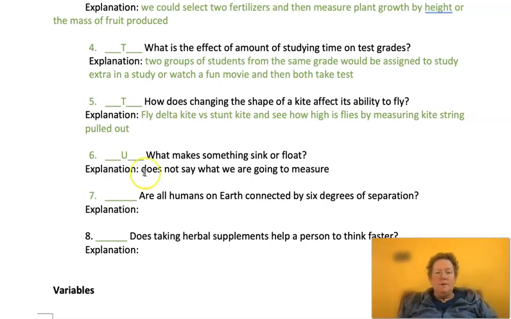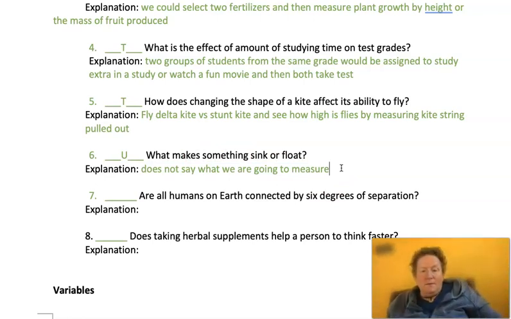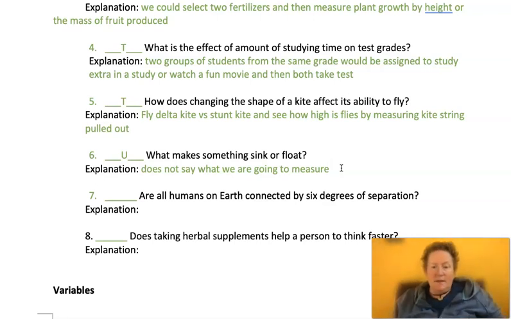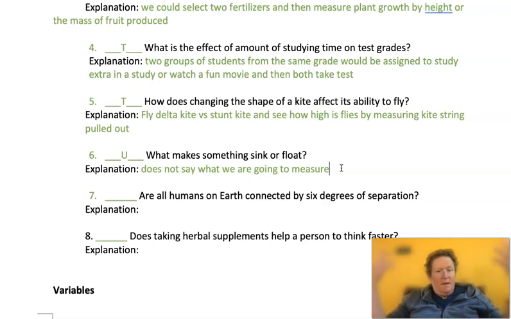The way you would do that experiment, if you wrote a better question, is figuring out how much mass an object has for the space it takes up. And that gives you density. And if the density is below the density of water, you float. If you're more dense than water, you sink. But that's an untestable question the way it's written.